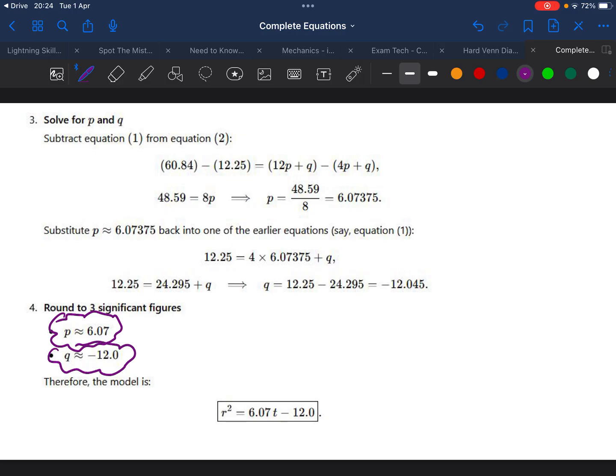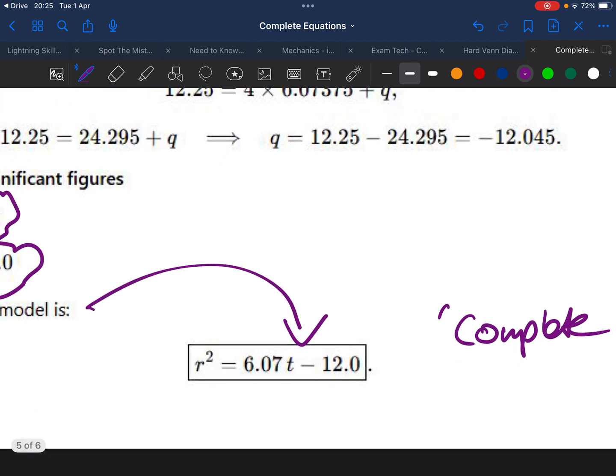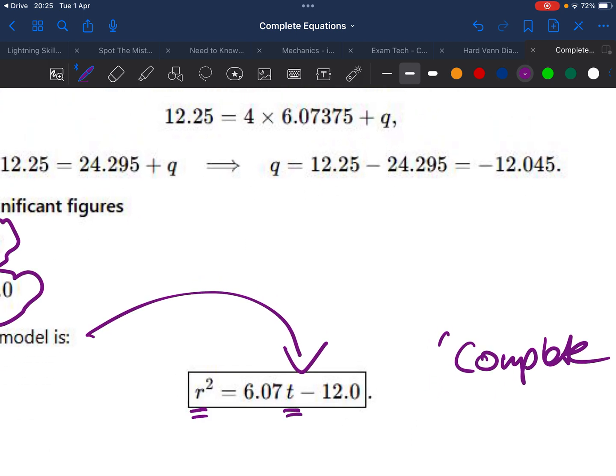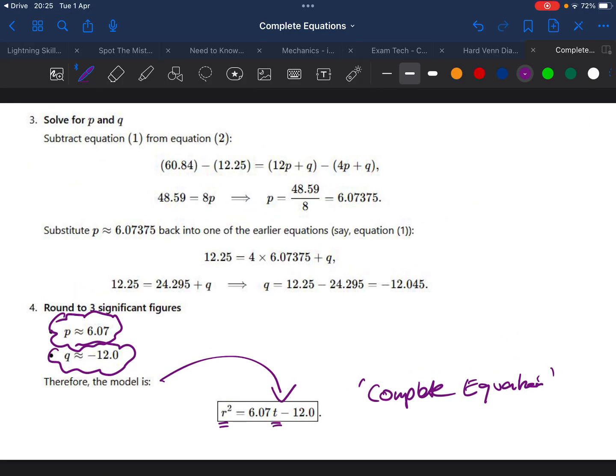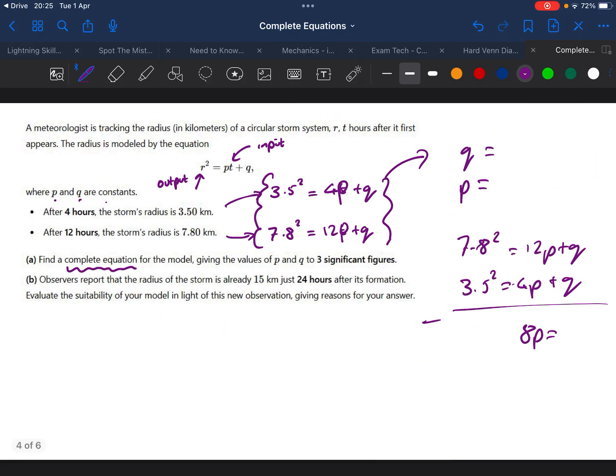Okay, so what do we need to remember at the end? Well, the key idea is for a complete equation, what we need to do is sub them back in, so the variables are there and all the constants are known about. Find a complete equation. Watch out for this signal here. It's a very common question indeed.